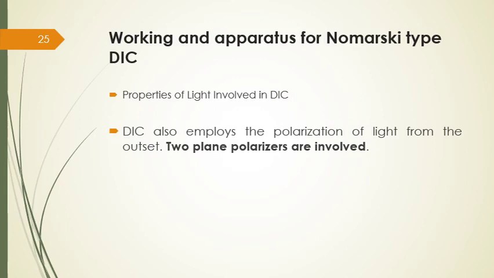So, in addition to the properties of light, as we discussed in phase contrast microscopy, differential interference contrast microscopy also employs the polarization of light from the apparatus. In this case, we use two plane polarizers. One is used before the condenser and the other is used after the objective. A modified prism basically acts on plane polarized light first to split the beam into two, and after that it recombines the two beams.